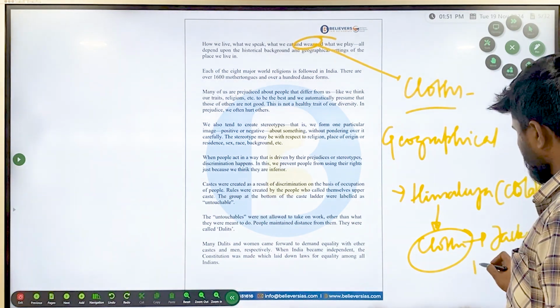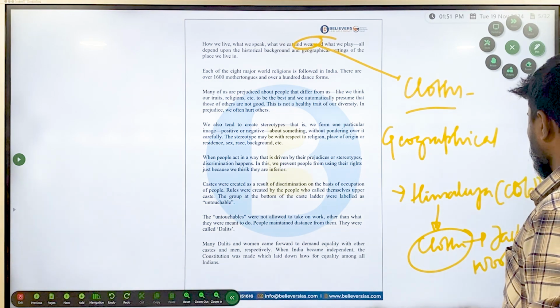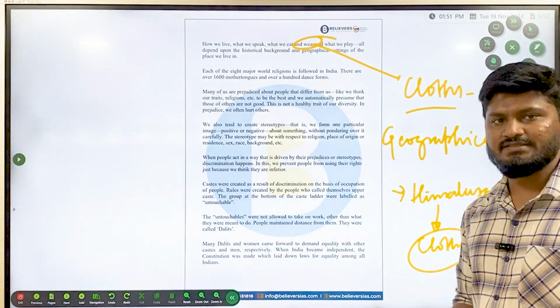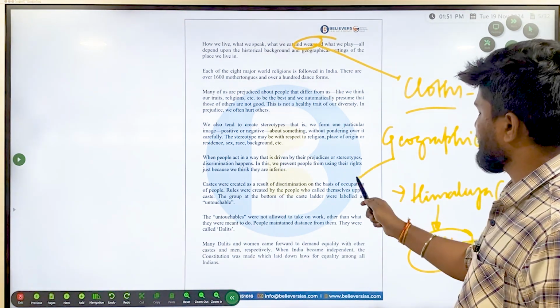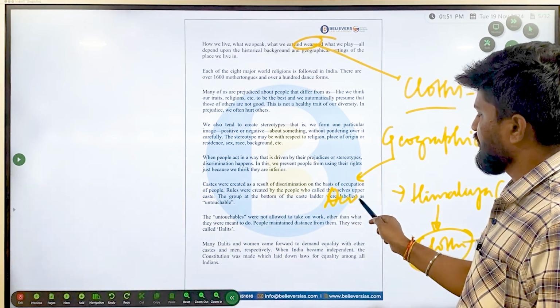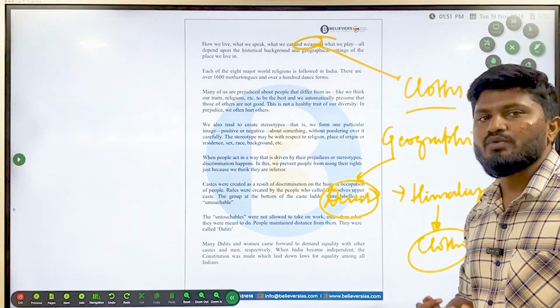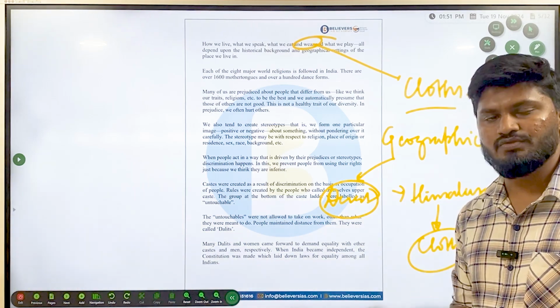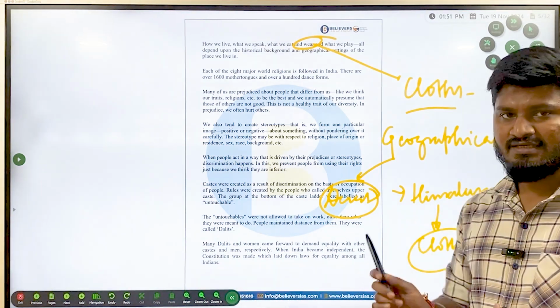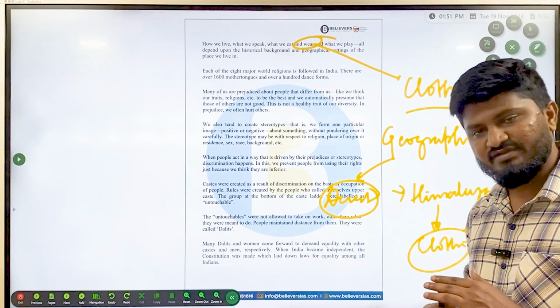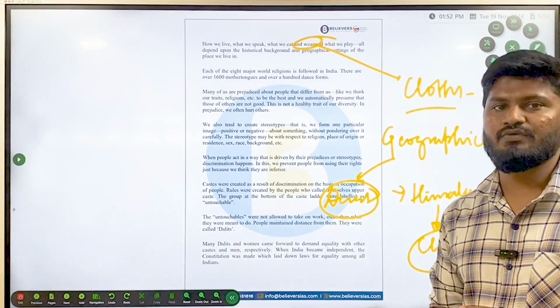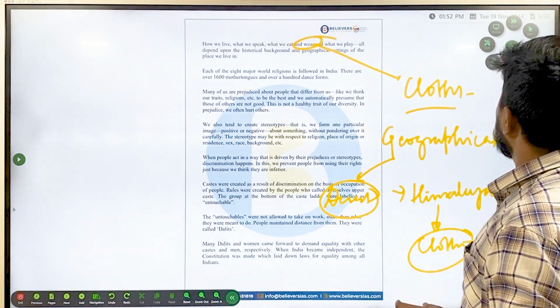woolen clothes, etc. If we are in a desert where the temperature is very high, where it is always warm, we tend to wear loose clothes. So the geographical settings define what clothes we are going to wear.